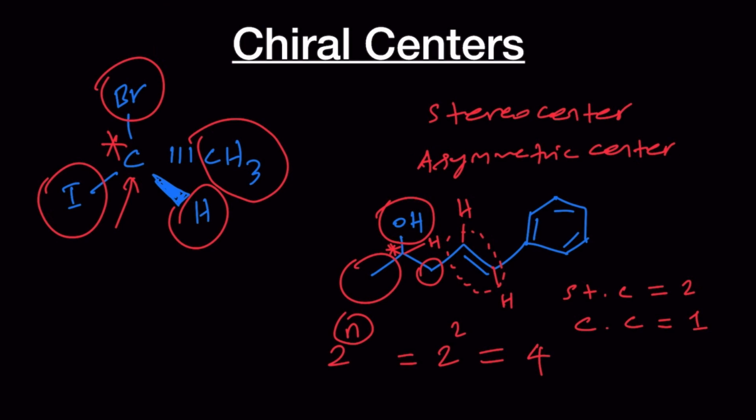So, when it comes to chiral carbons, we have only one chiral carbon, but when it comes to stereocenters, we have 2 stereocenters, and that is why all chiral centers are stereocenters, but the reverse is not true. Not all stereocenters are chiral centers. So, this distinction is something you should clearly have in your mind. Now, let us look at some examples.